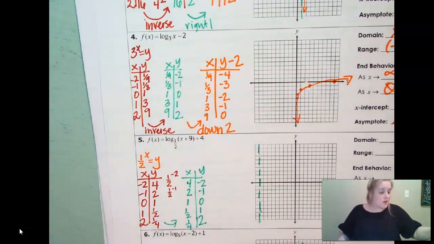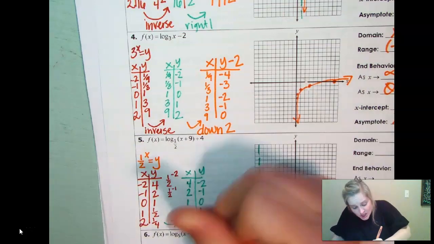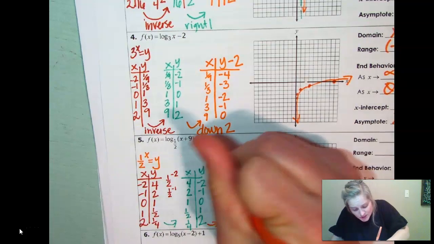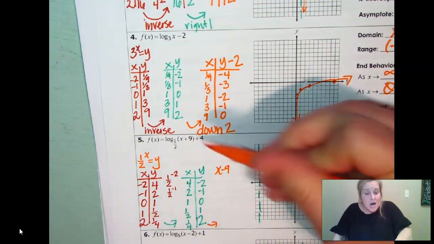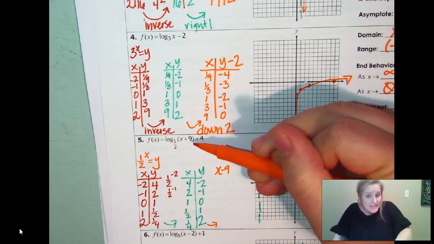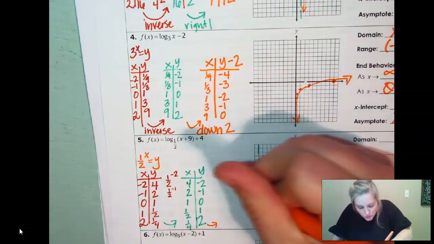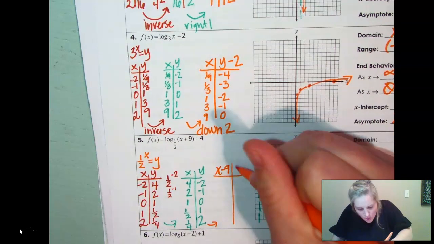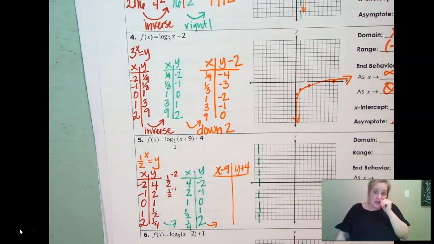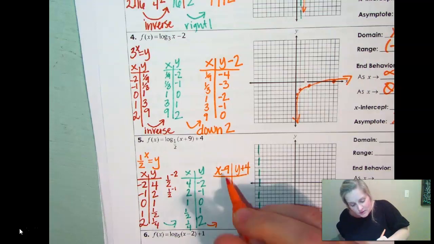Now we need to apply our shift. So the x is going to decrease 9. It's opposite than what it appears. It's going to the left 9. And your y value is going to go up 4. So that just takes your table and moves it both ways. So we do 4 minus 9.